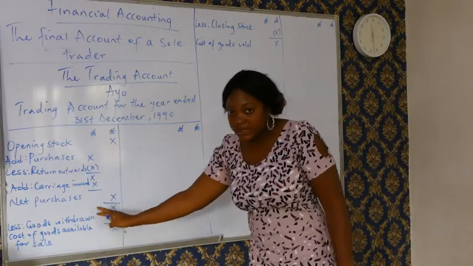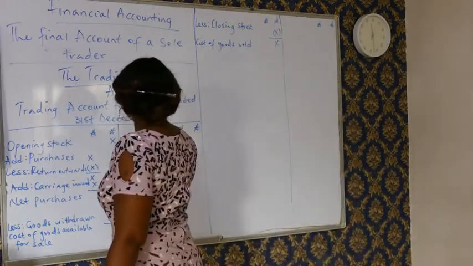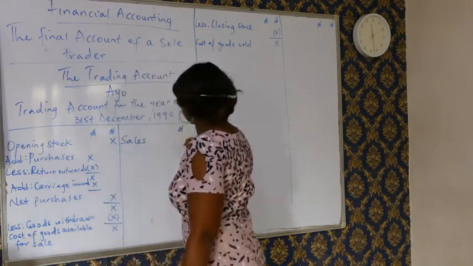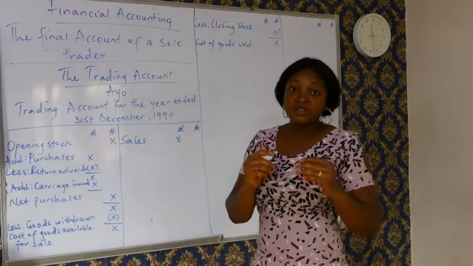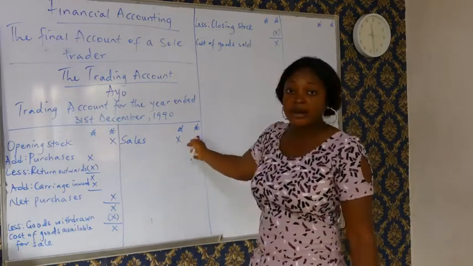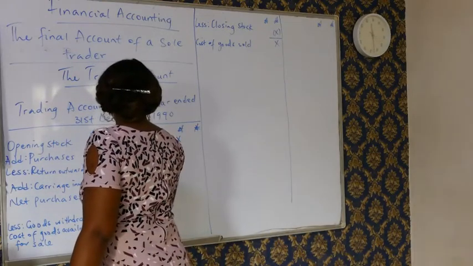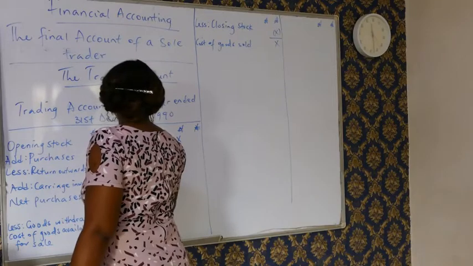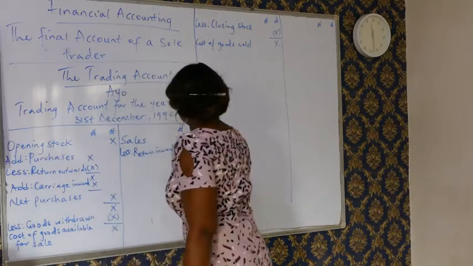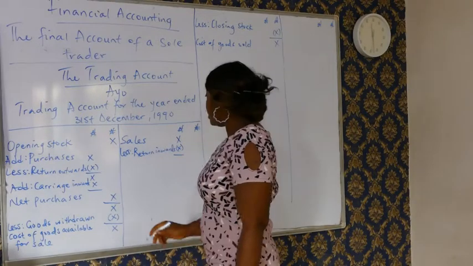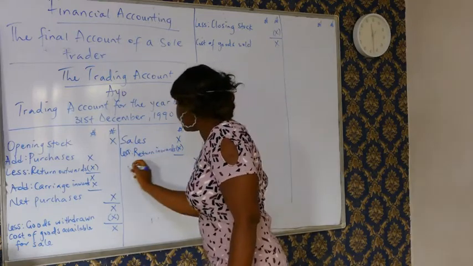All this while we've been dealing with the debit side. We go to the credit side. We start the credit side with sales. We put the sales figure on the first naira because there might be return inwards. But if there's no return inwards, we take it straight to the second naira. The return inwards, you less return inwards. If you less return inwards from sales, it will give us net sales.